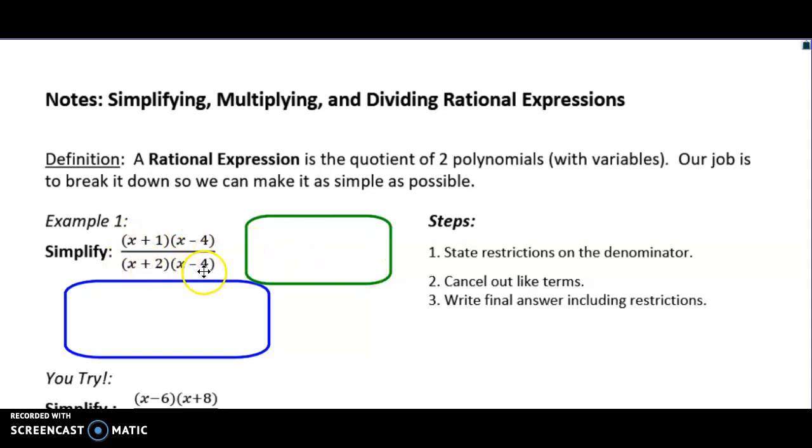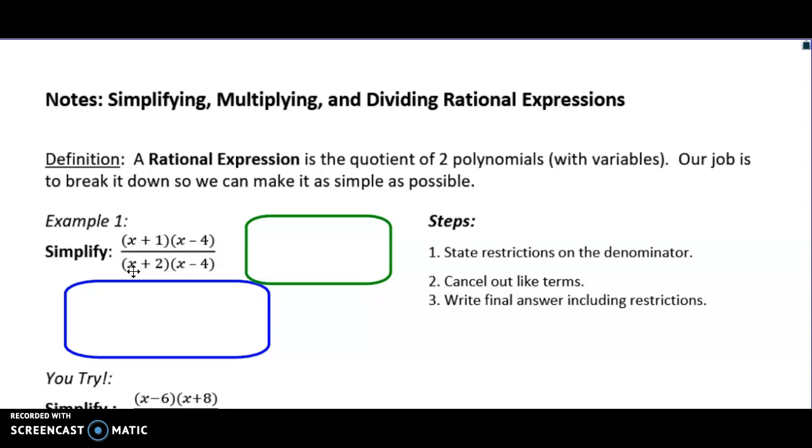Now, in a problem like this where it's already factored, our first step is to state the restrictions on the denominator. The reason there are restrictions on the denominator is because you have variables in the denominator. Remember, in math, you cannot divide by 0. So, if you have a variable, then there's a chance that the denominator is 0. So, x cannot be any value that makes the denominator 0.